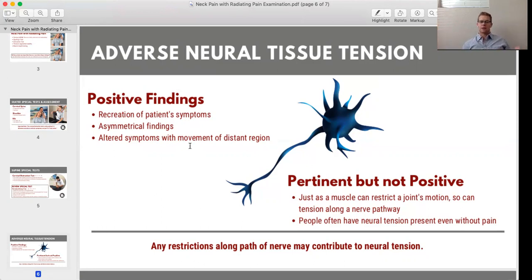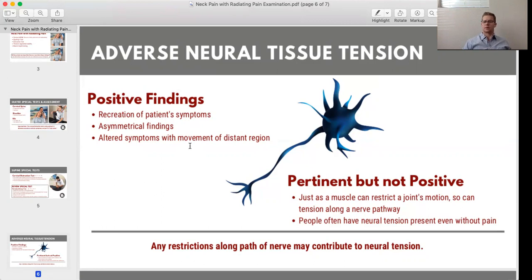It's got to be a structure that does not directly connect to the region. So if I just move the elbow here, I can't do it because there's muscles that run right through the hand all the way up to the elbow. It's got to be a distant and disconnected component from the original symptoms.